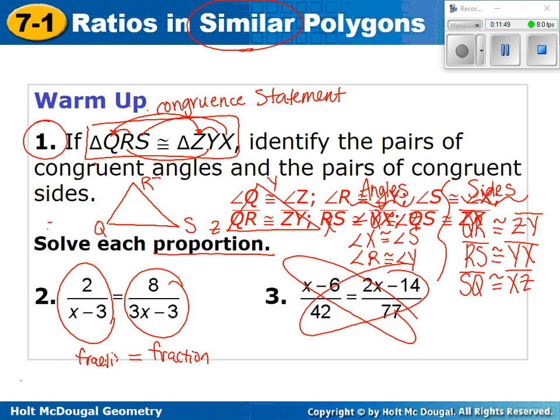Questions on that one? All right, so be really careful with your signs and what you're writing down so you don't have little mistakes, because we're going to be doing that all chapter long.